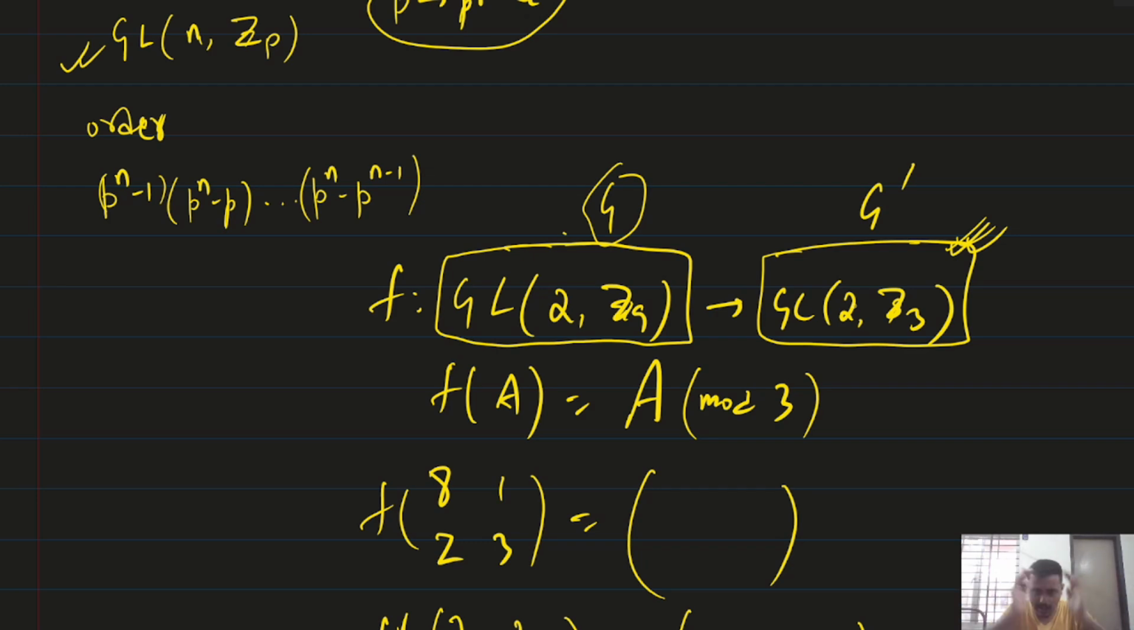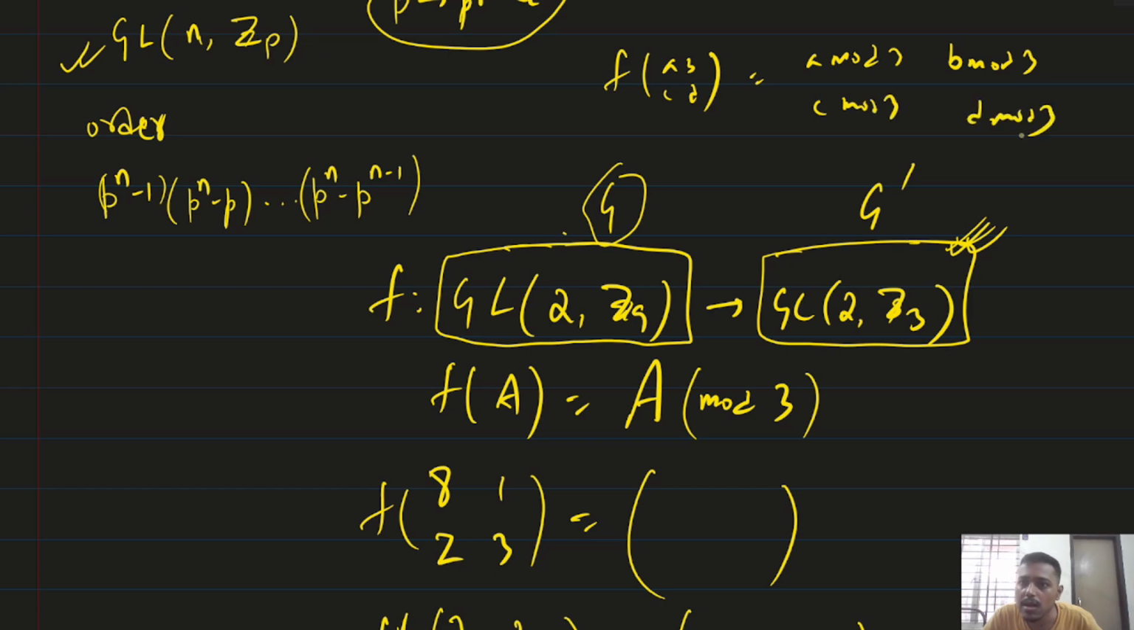You just take any 2 cross 2 matrices where elements are from Z9. We have to go to 2 cross 2 matrices where elements are from Z3. It is like this. Let's see, f of A, B, C, D. If we take any 2 cross 2 matrix, A, B, C, D from Z9, you take mod 3 of all the elements: A mod 3, B mod 3, C mod 3, D mod 3. So that will be a homomorphism. You can just check. By applying the definition, you can check, right?